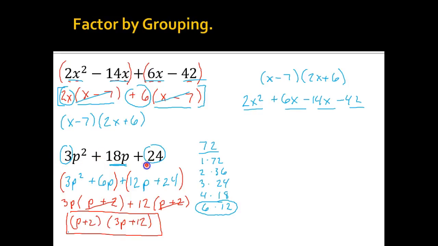We could have divided out the greatest common factor here at the beginning, and then we would have had to only factor p squared plus 6p plus 8, and that would have been an easier problem to do. We wouldn't have had to do grouping, but you get the idea. There's more than one way to factor a polynomial in some cases, especially if there's more than 2 factors.